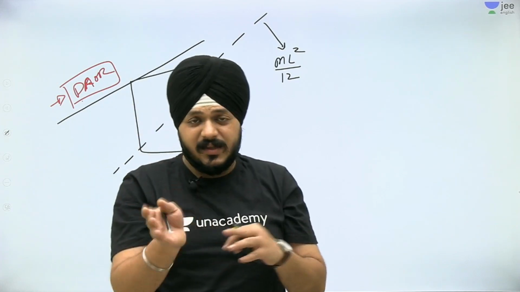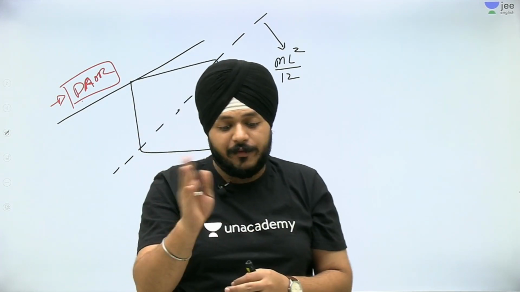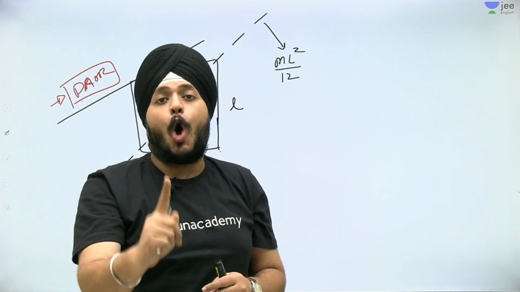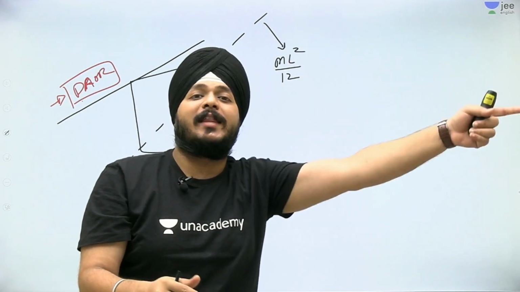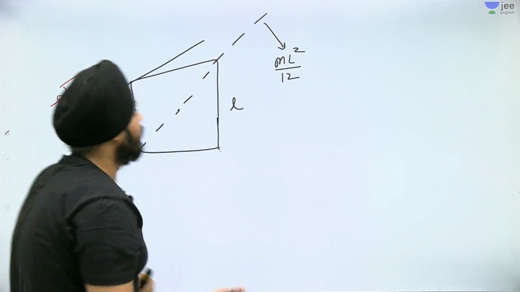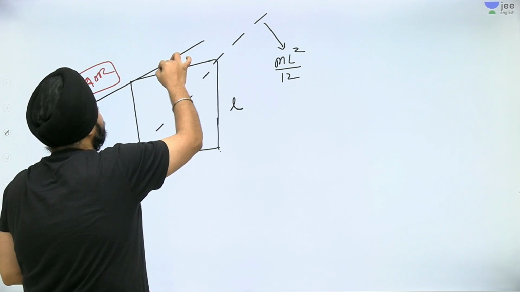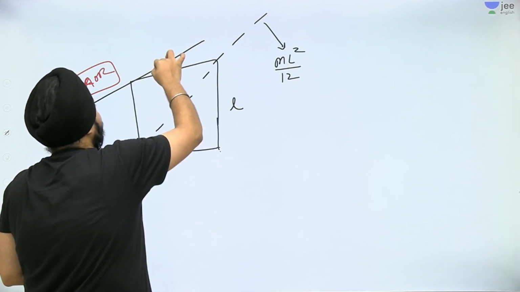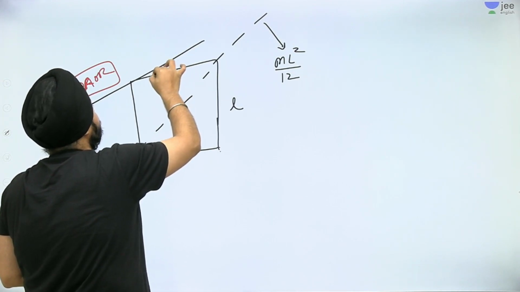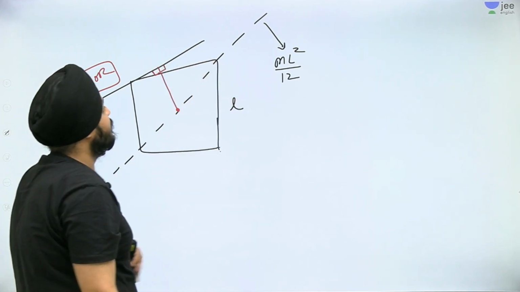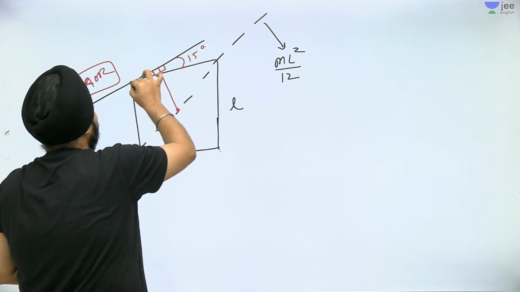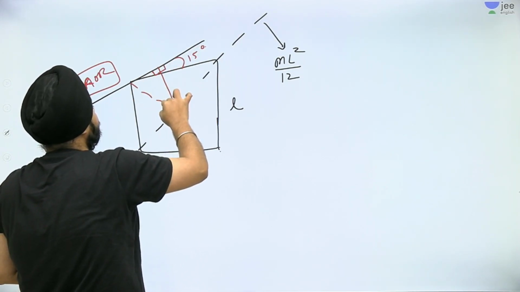So in this kind of case, if you are facing any such sum, just draw the perpendicular from the desired axis to the known axis. See, I am drawing the perpendicular. You can see I have drawn the perpendicular. This is making 90 and this is making 90. Now this angle is given as 15 degrees. Let us consider this angle.